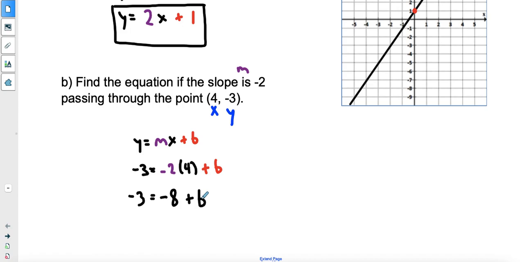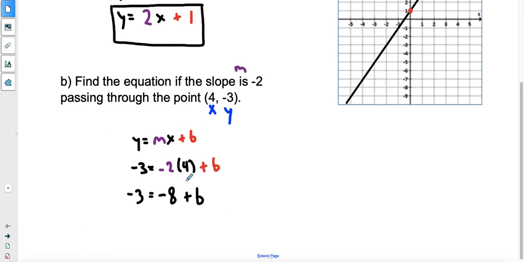Now, to get B by itself, all I need to do to solve for this is think, what do I need to add to negative 8 here to get negative 3? Well, you might see I would have to add 5 to negative 8 to get negative 3. But if you're not sure why, what you can do is add 8 to both sides. Right? I can add 8 to get rid of this negative 8 on the right-hand side.